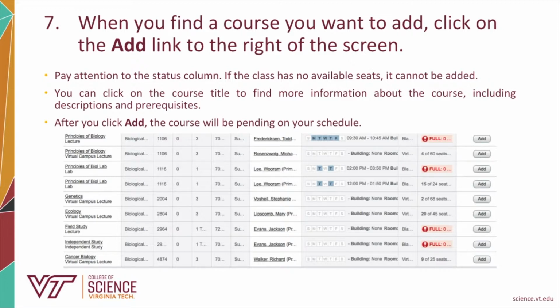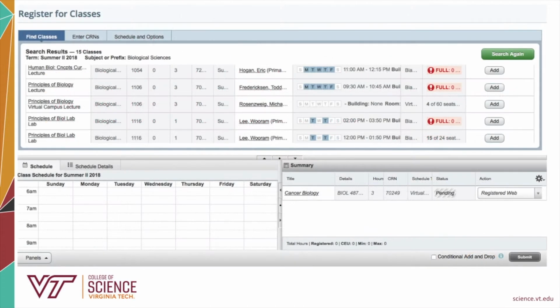After you click on Add, the course will be pending on your schedule. Note that this has not been officially added to your schedule at this stage. For instance, I will add Cancer Biology to the schedule. Be sure to click the Add link in the correct column. This is what your screen should look like after you click on the Add button. Notice how the status of the course is shown in the grayed out box that says Pending.